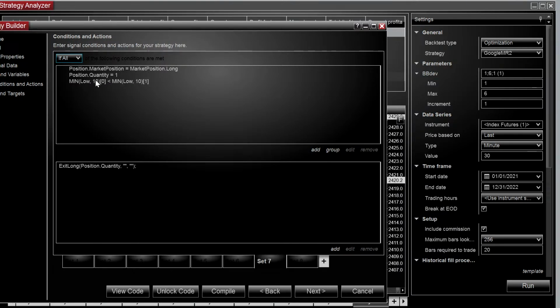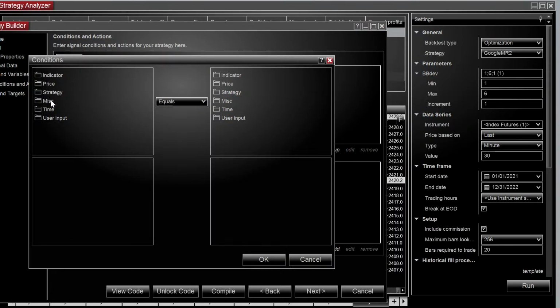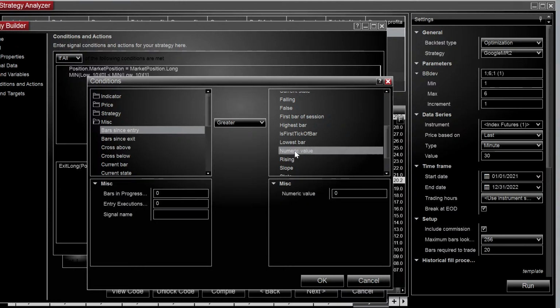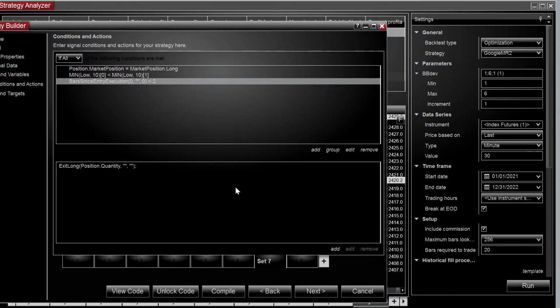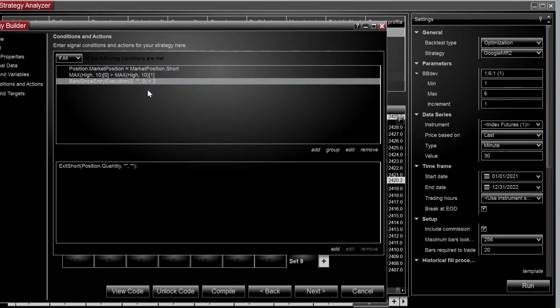We can take out the quantity requirement and instead do a bars since entry. So bars since entry is greater than 3. Actually, it could be 2. Let's do 2. So bars since entry is greater than 2. Bars since entry is greater than 2. And let's go ahead and compile that.